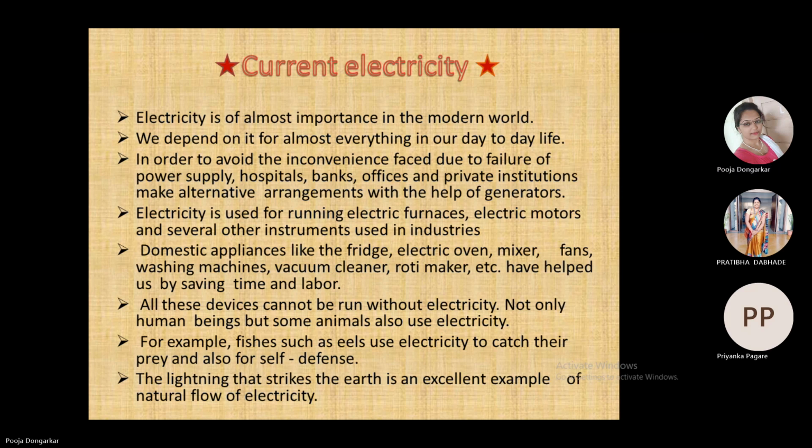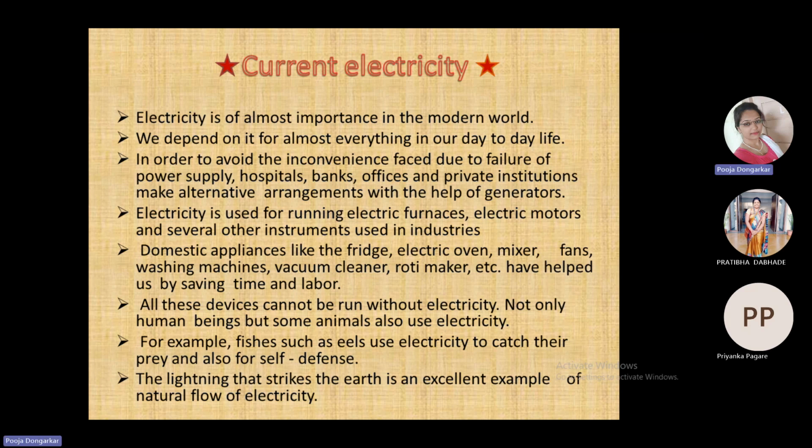Okay, I'll tell you. Electricity is almost the most important thing in our modern world. We depend on it for almost everything in day-to-day life. To avoid disruption due to failures in our power supply, hospitals, banks, offices and private institutions make alternative arrangements with the help of generators. We can do this in case the power supply is not there.